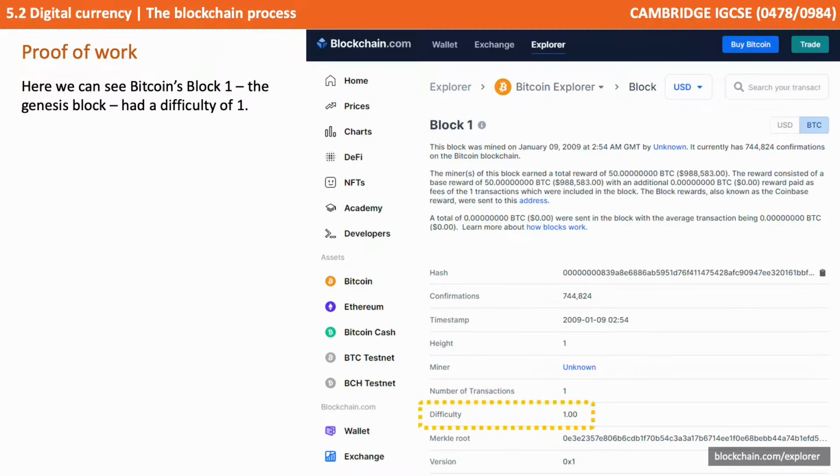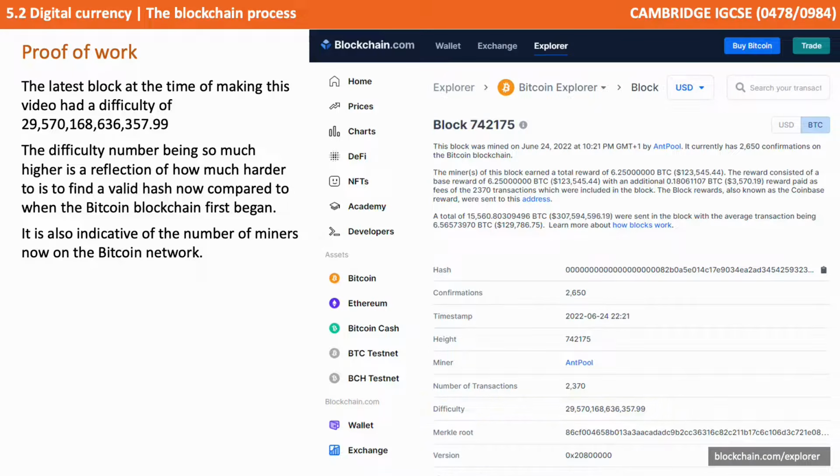Here we can see Bitcoin's block 1, the Genesis block, and it had a difficulty of 1. I'm using another free tool here called Blockchain Explorer, and again I've put the URL at the bottom of the screen. The latest block at the time of making this video had a much higher difficulty number. The fact the difficulty number is so much bigger is a reflection of how much harder it is to find a valid hash these days compared to when the Bitcoin blockchain first began, and that in turn is a reflection of the amount of miners currently on the Bitcoin network.